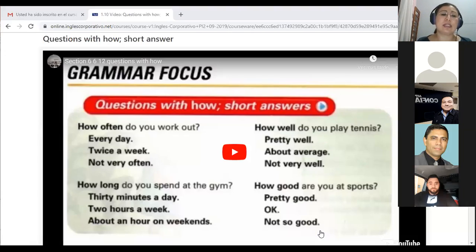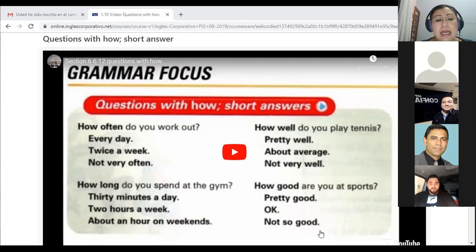If you see, we have been practicing every day, twice a week, not very often. And we have been talking about how to answer the questions how often, how long, and how well. When we ask how often, we answer with a frequency adverb, or we can say every day, twice a week, not very often. With how long, we answer with the exact time: 30 minutes a day, 2 hours a week, about an hour, or on weekends.